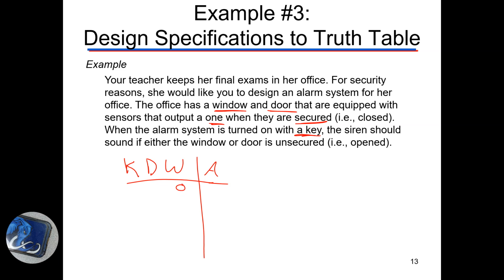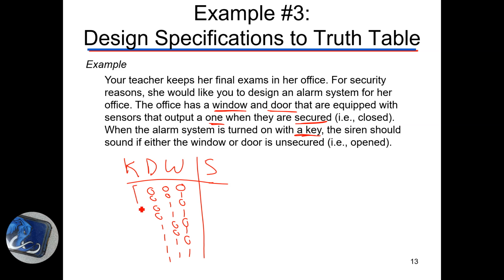Same thing goes here. We have 3 inputs, so we're going to need 8 rows. So 0, 1, 0, 1, 0, 1, 0, 1, then 0, 0, 1, 1, 0, 0, 1, 1, and then 0, 0, 0, 0, 1, 1, 1, 1. So what we know is that if the key is not present, then the siren isn't going to work at all, right? I guess this should be a siren since they called it a siren. So we'll change it to an S instead of an alarm, but it would have been the same thing.